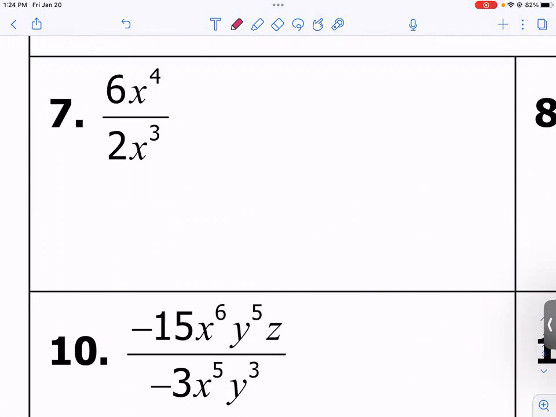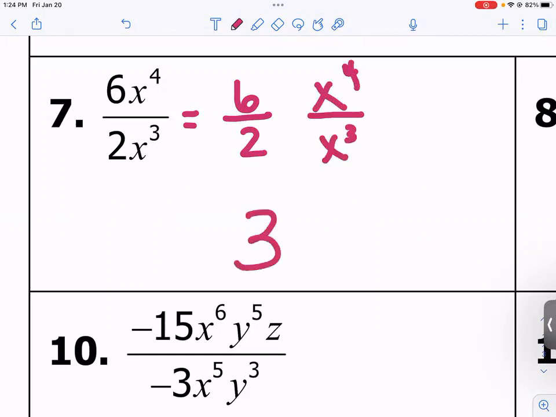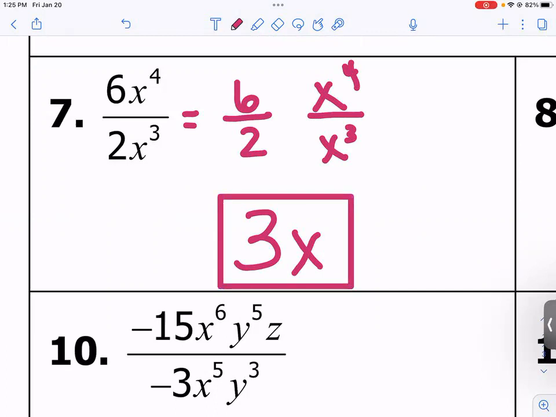Colin, what's 6 divided by 2? Okay, so even if you needed to do this, 6 divided by 2 and x to the 4th over x cubed. Well, 6 over 2 is 3. And x to the 4th divided by x cubed, when we subtract our exponents, would be x to the 1st. 3x. That's what we got.